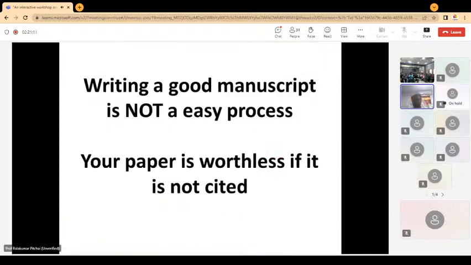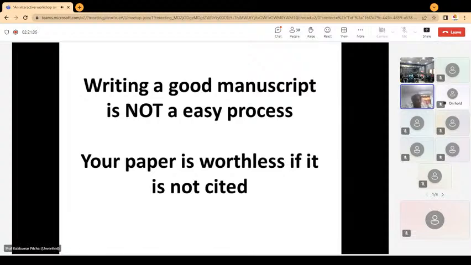Writing a good manuscript is not an easy process. It takes commitment and perseverance. You need to sit for 4 to 6 hours uninterruptedly and non-stop. Your paper is worthless if it is not cited. The outcome of research is publication, the outcome of publication is citation, I told you, and the outcome of citation is the H-index.